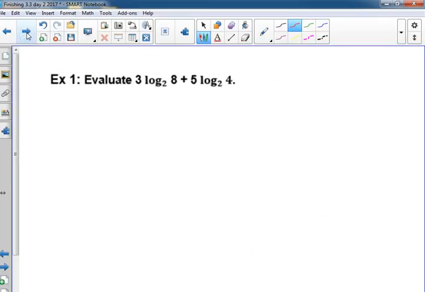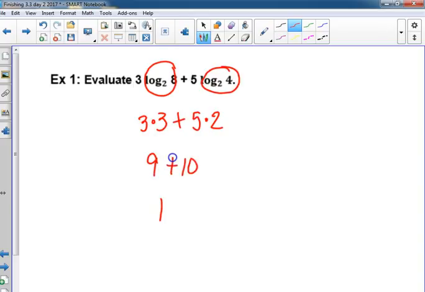Reminder. Okay. This was one from yesterday, but I didn't know if we needed to revisit. This is about as hard as they get tomorrow without a calculator. We good or not? Okay. 2 to what power is 8? Okay, and there was a 3 out front. 2 to what power is 4? So we end up, that's 9 plus 10, 19?